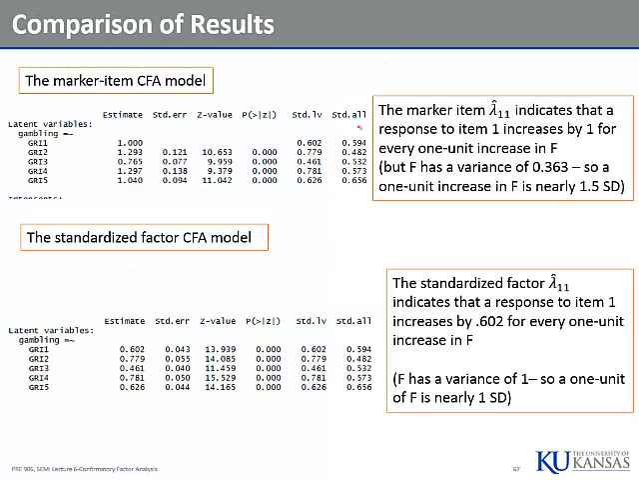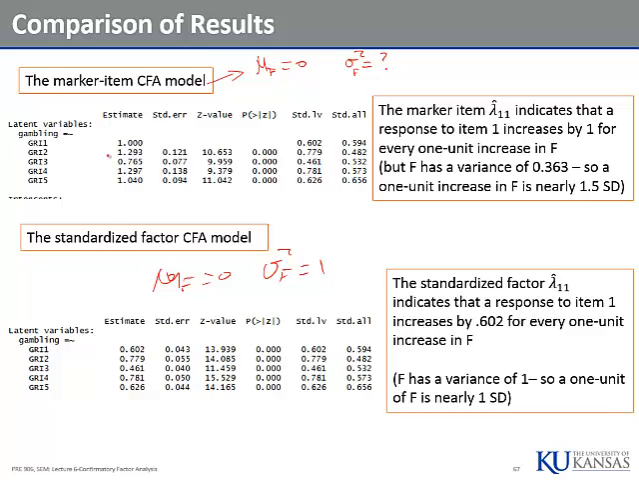So here is a comparison of the marker item and the standardized factor. This is the marker item. Remember, this is where we set the mean for the factor to 0 and the factor variance was estimated. And down here, the mean for the standardized factor was set to 0 and the factor variance was set to 1. That's the difference between the two.